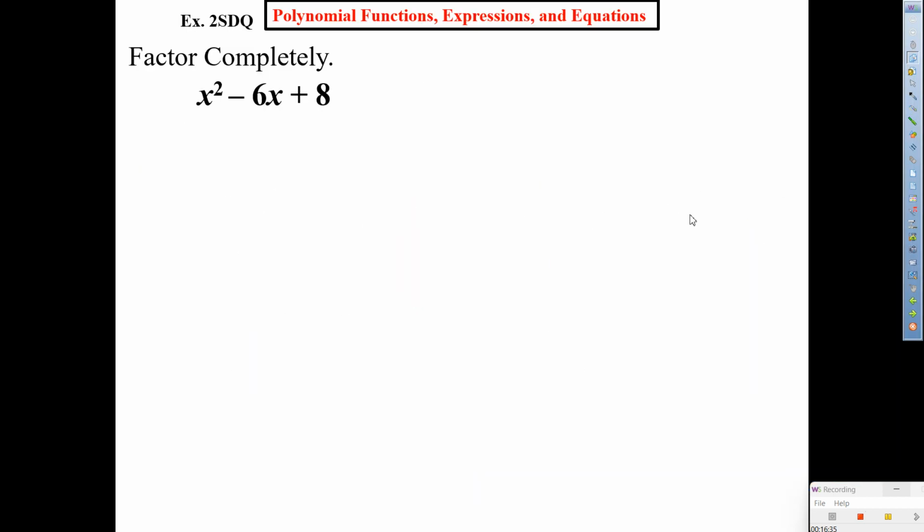Copy this, please. Example 3. 2x squared plus 11x plus 12. Stay focused, please. This is where I get some of you that get lost.